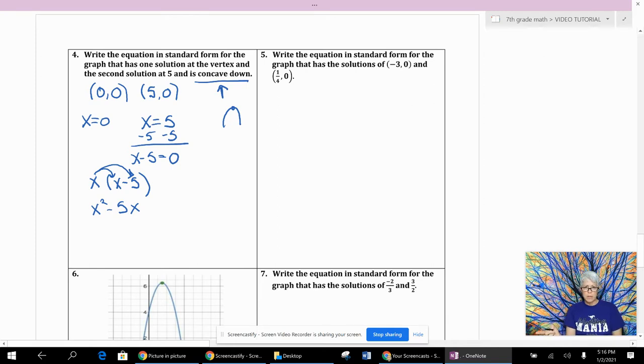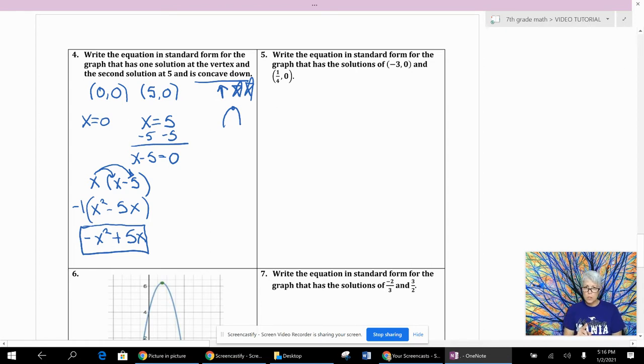Now, normally I would be done at this point, but it says it's concave down. So x squared must be negative. And the only way for it to be negative is for me to make it negative. But if I make that negative, it's going to affect the second term. So if I distribute negative 1 across, I'll end up with negative x squared plus 5x. All right, this was super, super important.